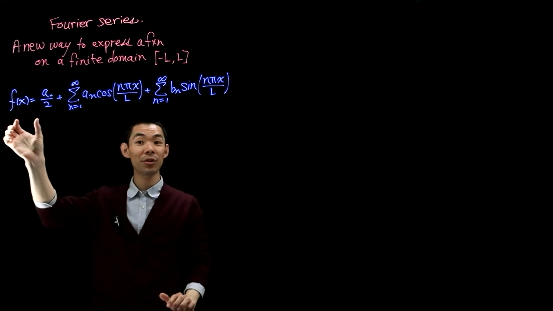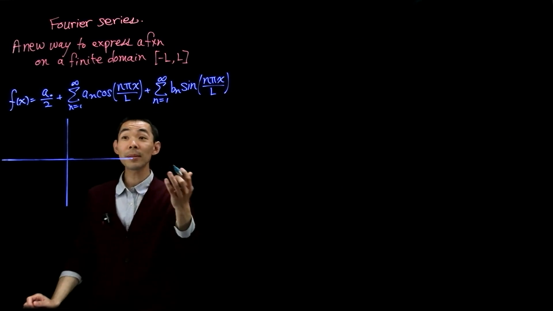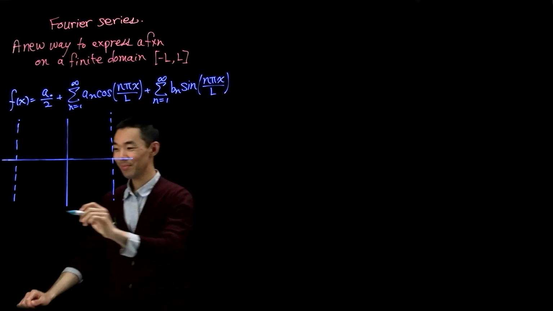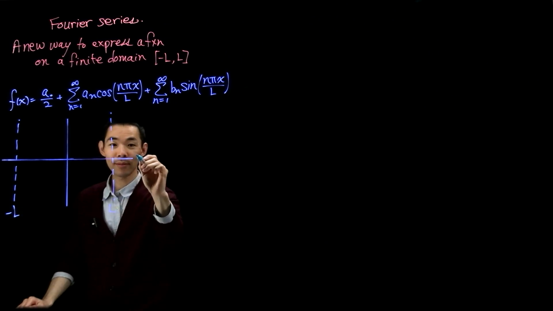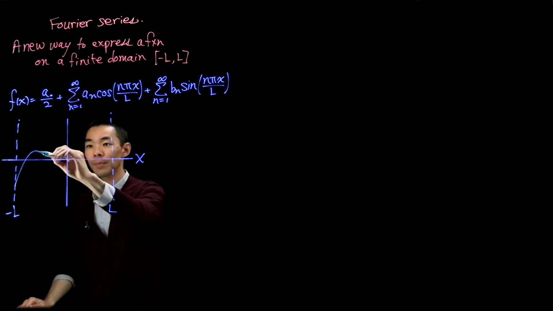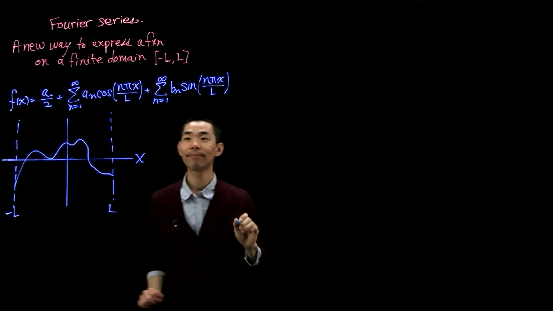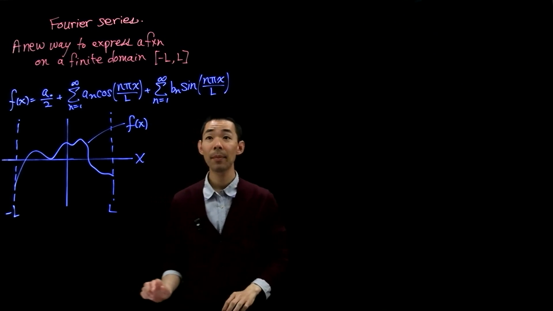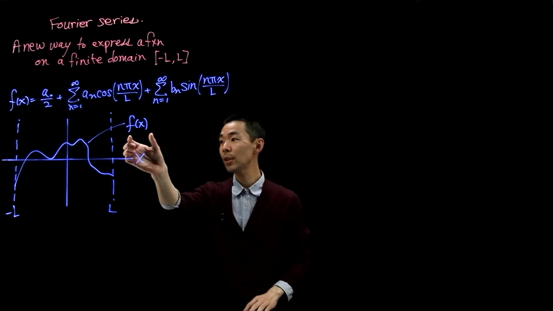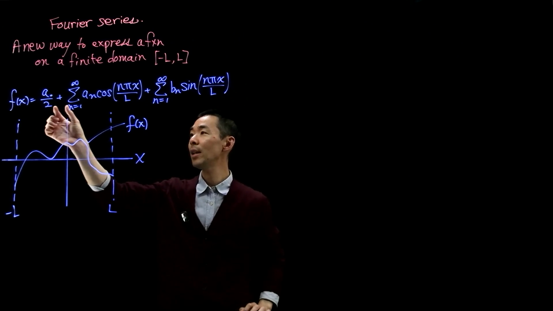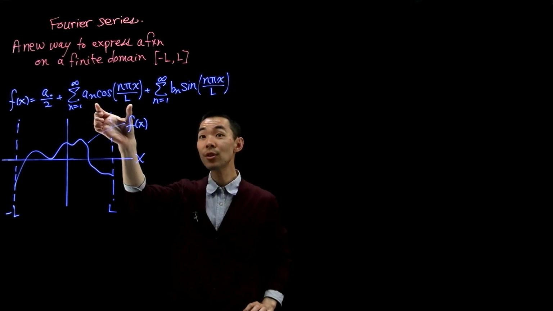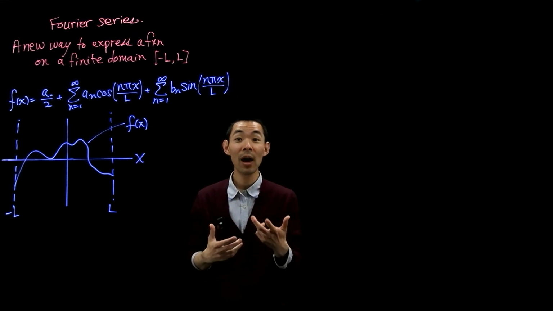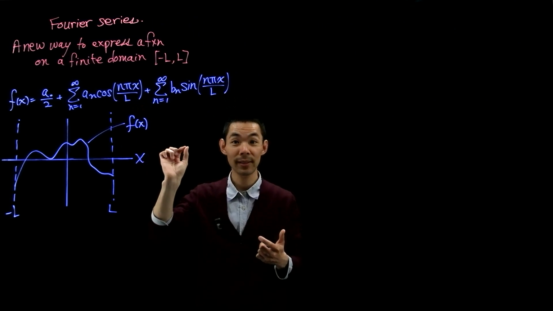Suppose you have some function f of x, and let's suppose that function has some property between negative L and L, and that plot looks something like that. And the idea behind the Fourier series is you're going to take that function f of x and express it as a bunch of summations of individual sines and cosines of different frequencies.